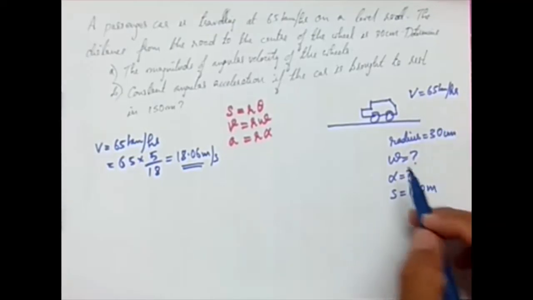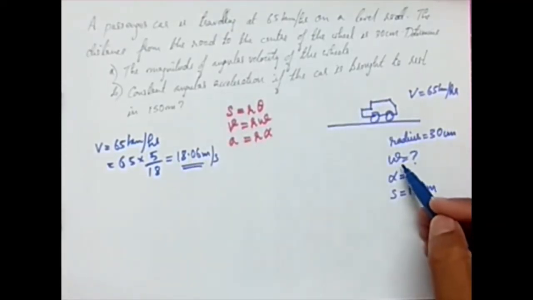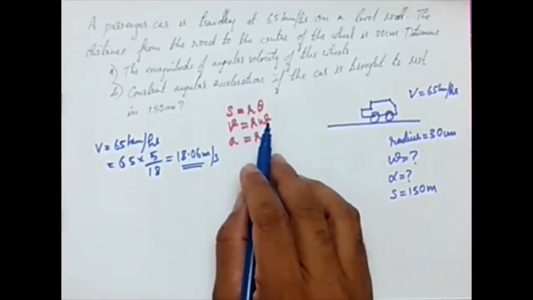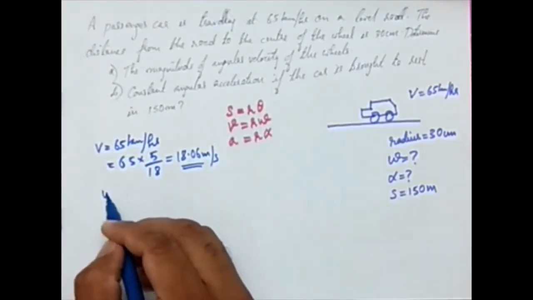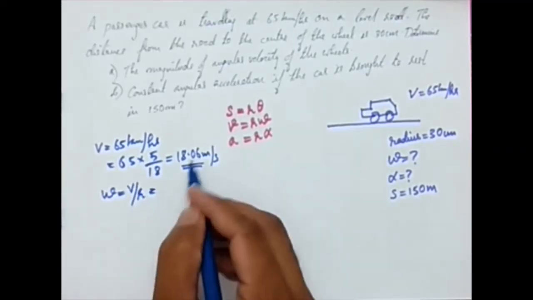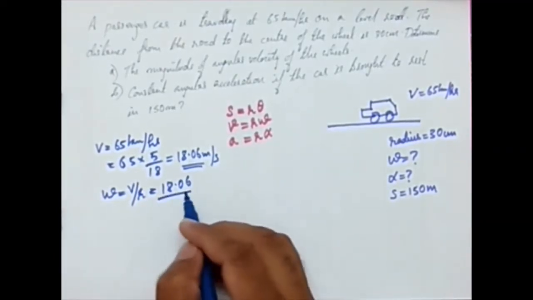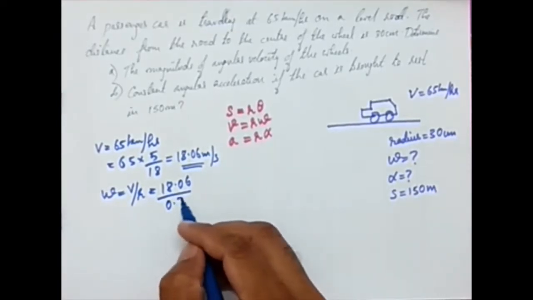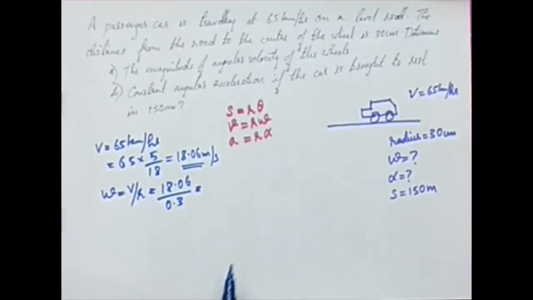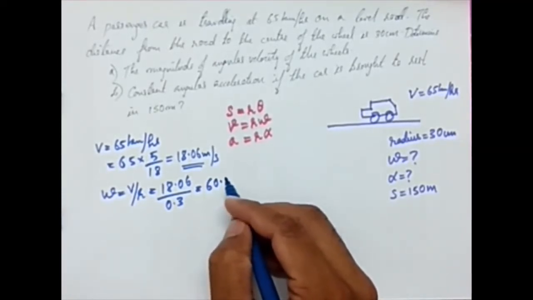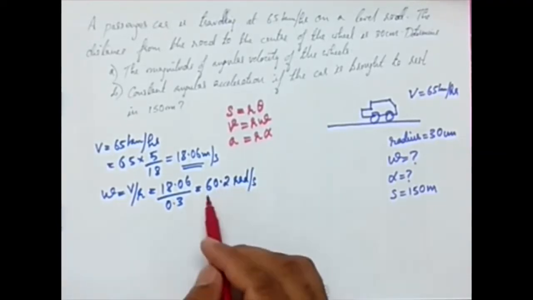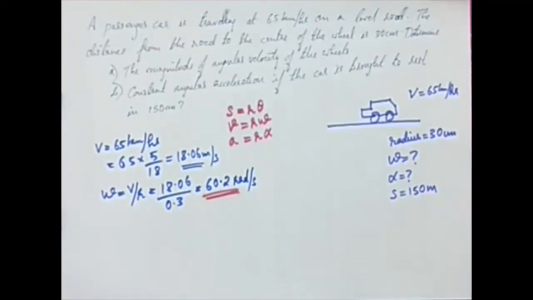Now what is asked in the first problem? We are asked to calculate the angular velocity. What is angular velocity? Omega. We have the expression V equals r omega, so omega equals V by r. V is 18.06 and the radius is 30 centimeter. 30 centimeter means 0.3 meters. So on doing this, I'm going to get the value as 60.2 radian per second. Okay, that's the answer for the first part. In the A part, we wanted to calculate the angular velocity.